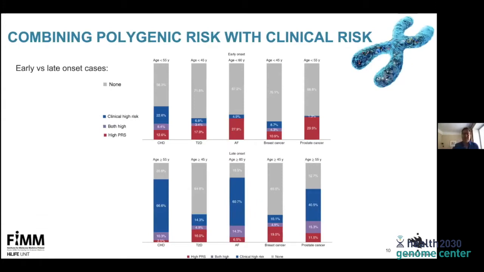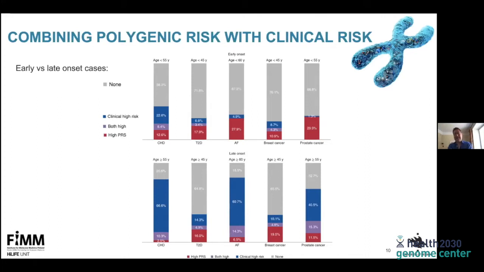The question is, how does that align with the clinical risk score? So here we have divided the FinnGen cases for the 5 different diseases into 2. On the top line, we have early onset cases, a little bit depending on the disease. Again, there are the same 5 diseases: coronary heart disease, type 2 diabetes, atrial fibrillation, breast cancer, and prostate cancer. We asked the question, how often in the individuals who got the disease is the clinical risk score high, high being defined based on the guidelines; in red we see how often the polygenic risk score is high, and in purple are the cases where both scores were high.